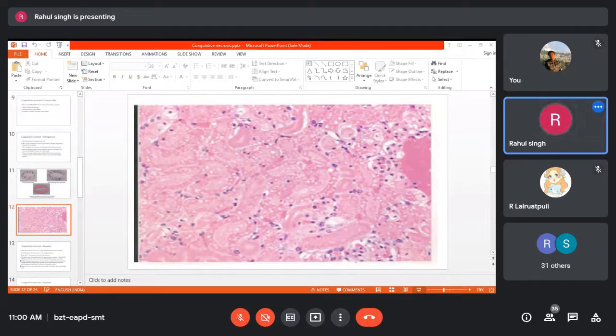Gross appearance of coagulative necrosis. This is the cross section of the spleen. You can see the normal inflamed part, and this is the pale circumscribed necrotic part of the spleen. Coagulative necrosis can appear pale or hemorrhagic according to the condition or location of the organ.